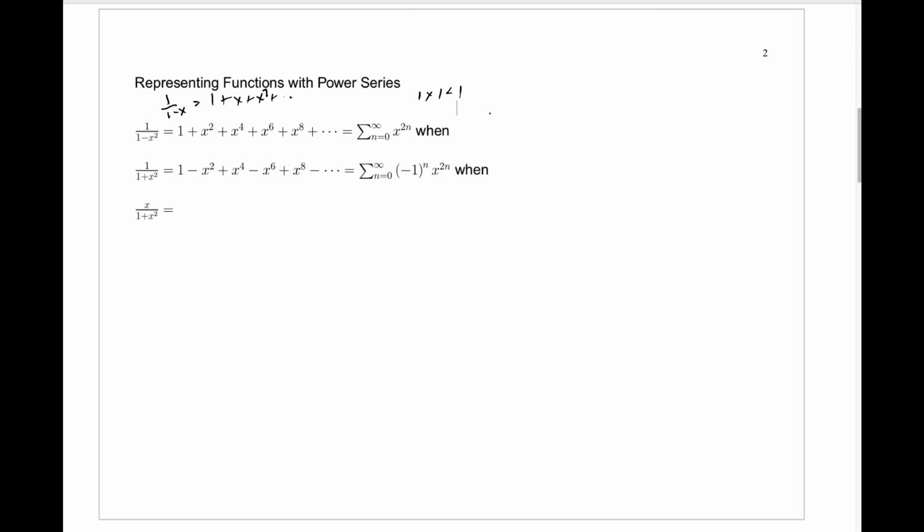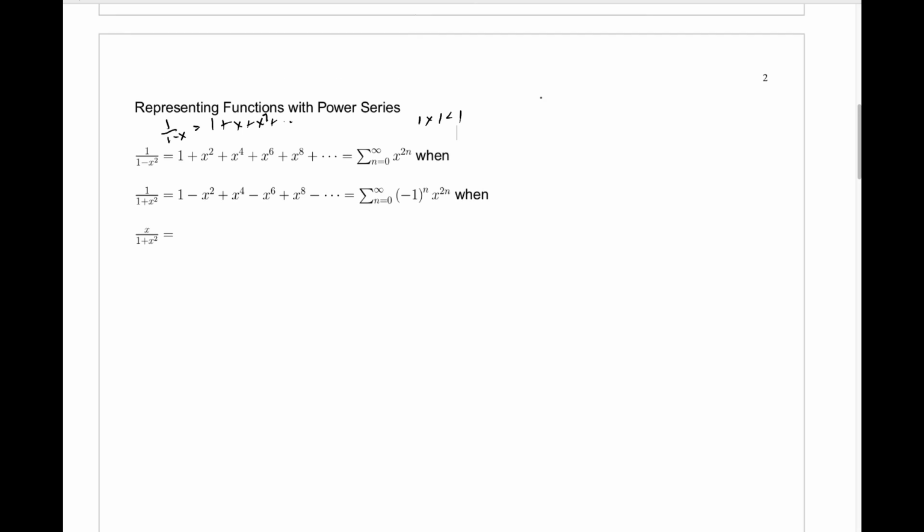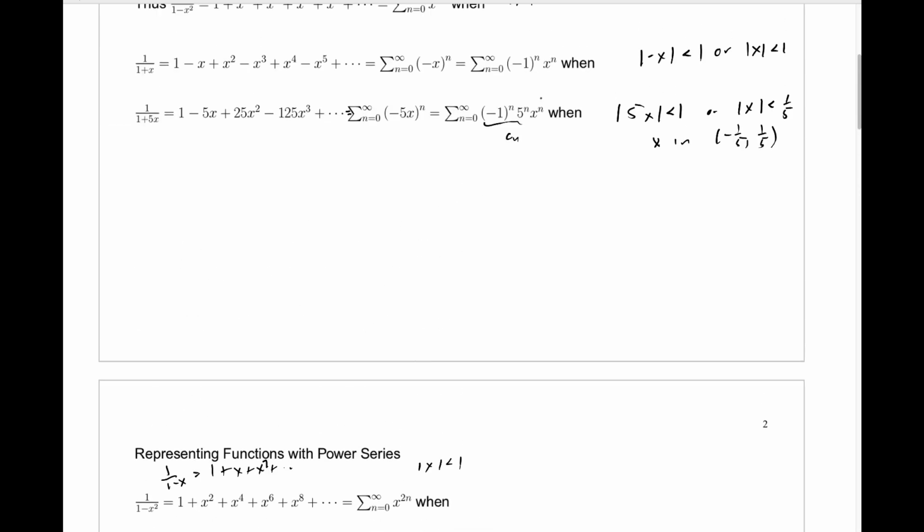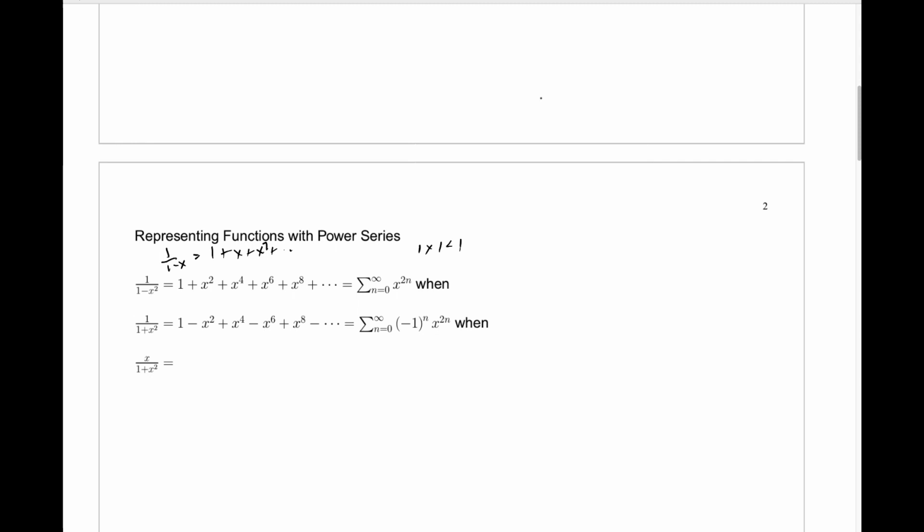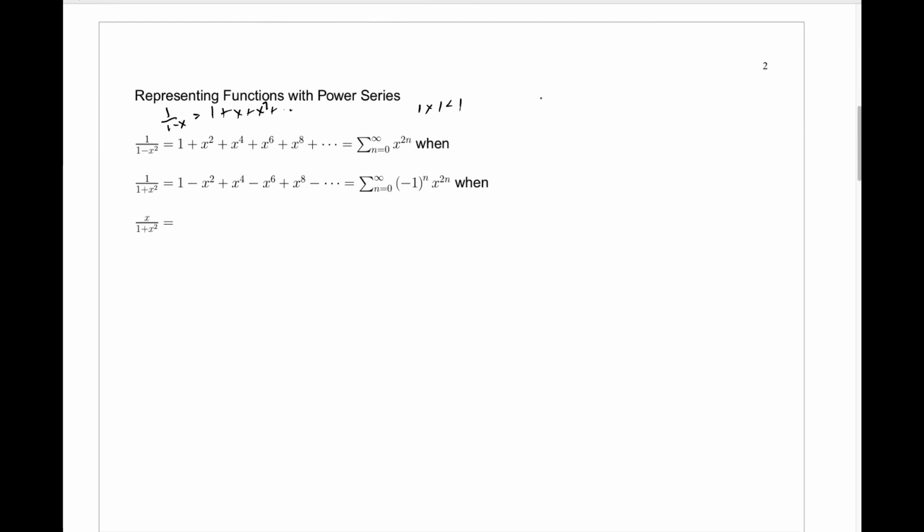Again, this is actually the series we looked at before. I'm sorry, yes, we looked at this one before. I think I was just repeating that here. Here, that's valid when the absolute value of x is less than 1.